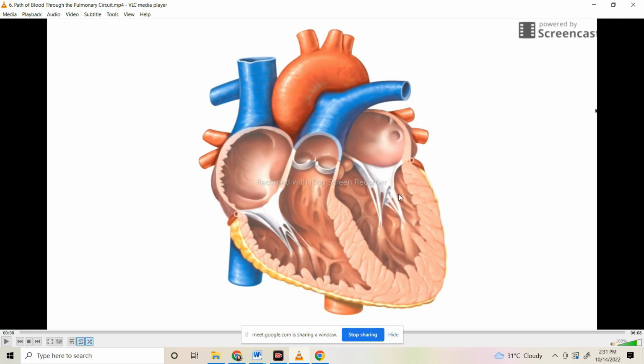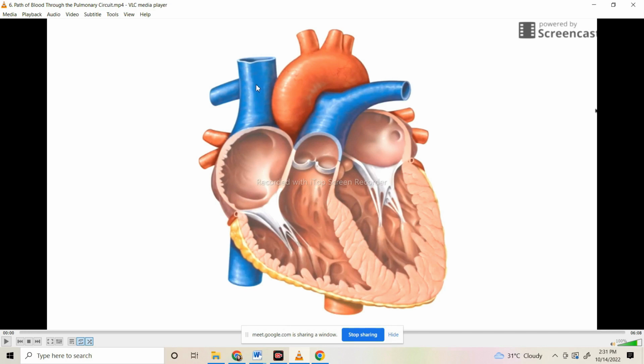This one. Pwede rin kayo mag-type sa chat box. Left ventricle po. Left ventricle po. Very good. Left ventricle. Oh, this one. Septum po. Okay, very good. Septum po. Correct. Okay, this one.